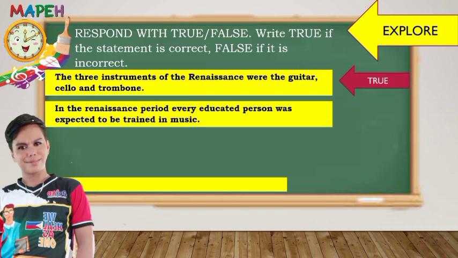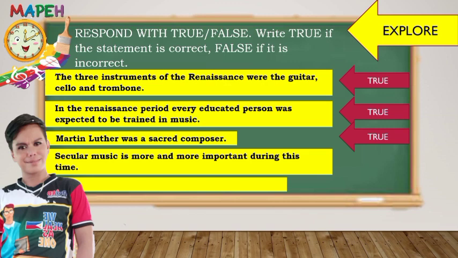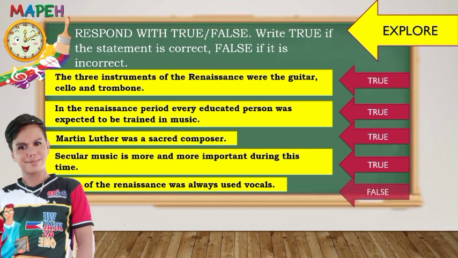In the Renaissance period, every educated person was expected to be trained in music. The answer is true. Martin Luther was a sacred composer. Yes, it's true. Then secular music is more and more important during this time. Again, that is true. And music of the Renaissance was always used vocals. It's false.